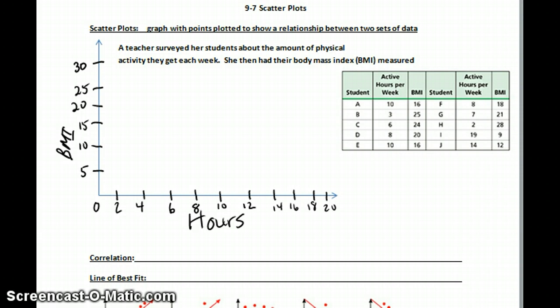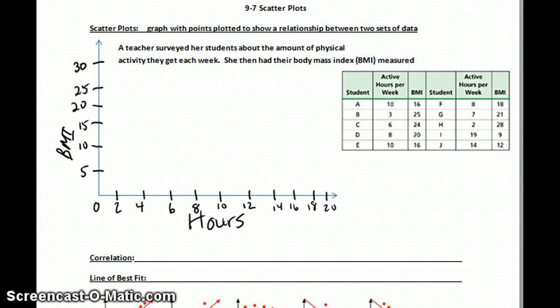This section will go over scatter plots. Scatter plots are a graph with points plotted to show a relationship between two sets of data. So if you notice here, we have a graph, but we just have numbers. So we have body mass index and we have hours. So we're comparing active hours per week to body mass index.